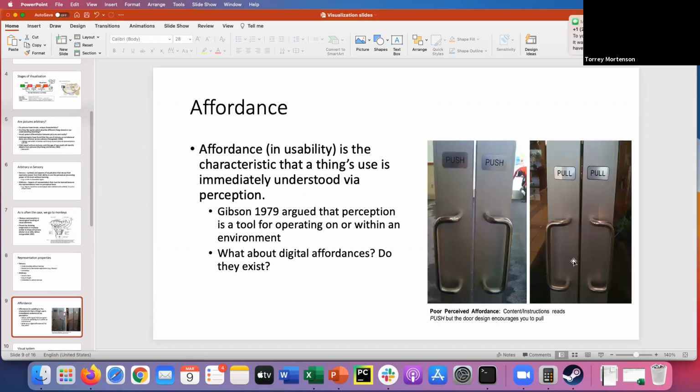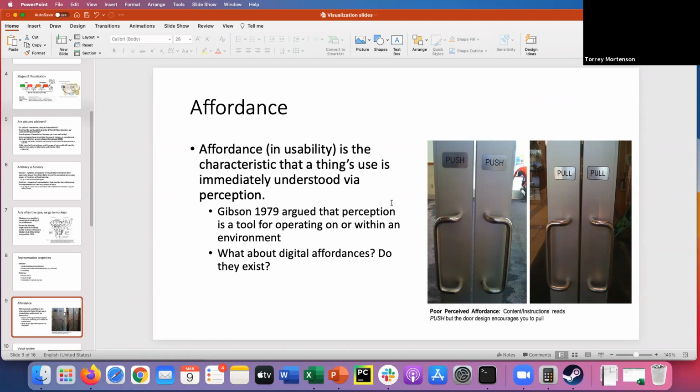Affordances. So affordances in usability is a characteristic that a thing's use is immediately understood by your perception. So the famous Norman doors, this seems weird. We could still push with a handle like this, but it's not the first thing we would tend to do. So Gibson's affordance theory is usually, its full title, argues that perception is a tool for operating on or within an environment.